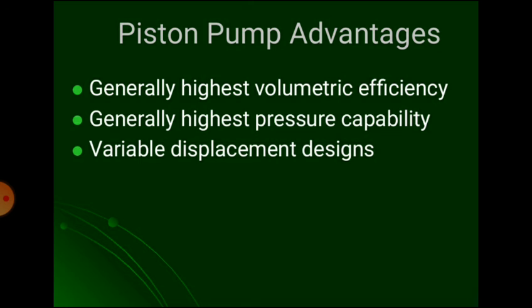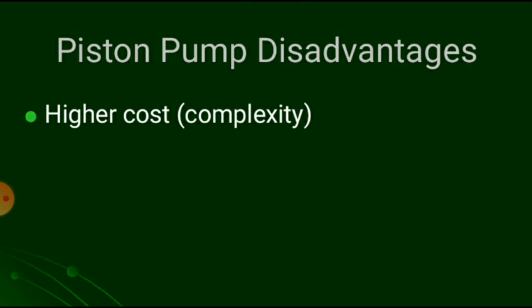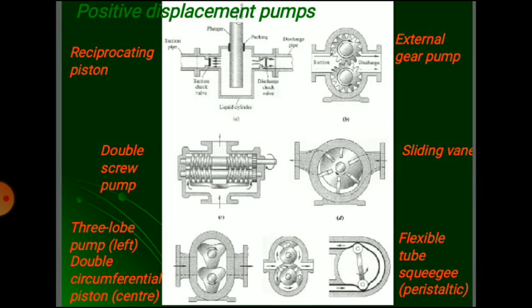Advantages of piston pump: generally highest volumetric efficiency, generally highest pressure capability, variable displacement designs. And the disadvantage is the higher cost. So these are some positive displacement pumps that are shown in a diagram. So this is regarding the hydraulic pumps used in a hydraulic system. Thank you.